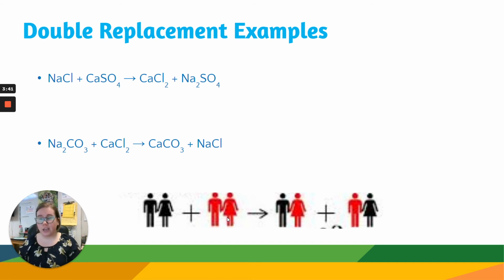Well, we've got our picture down here, right? We have the two black characters and the two red characters, and then they switched partners, kind of switched dancing partners, if you want to think of it like that, for a black and red and a black and red. Hopefully that makes some sense.